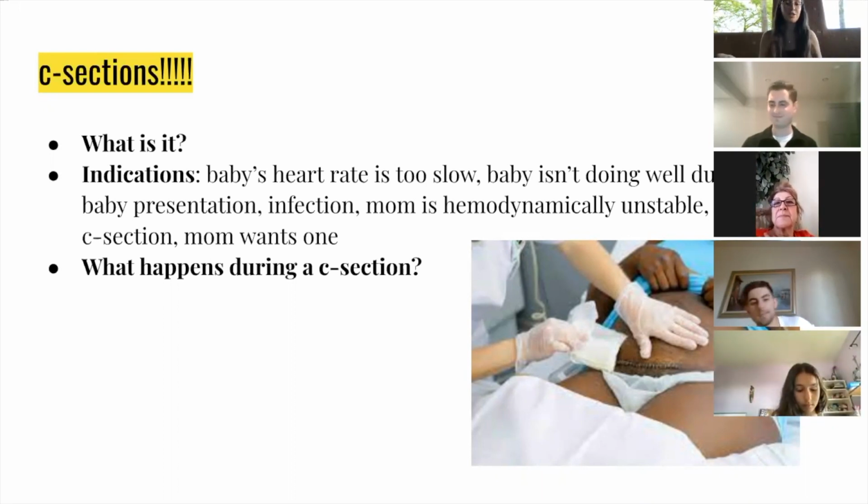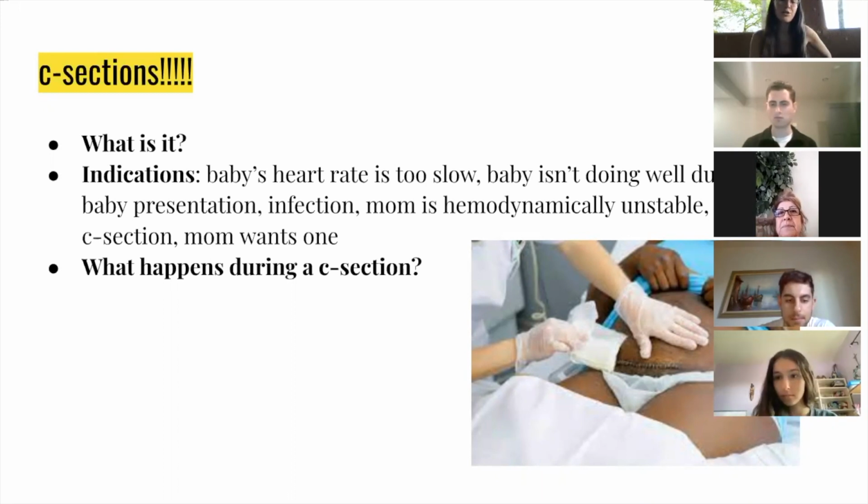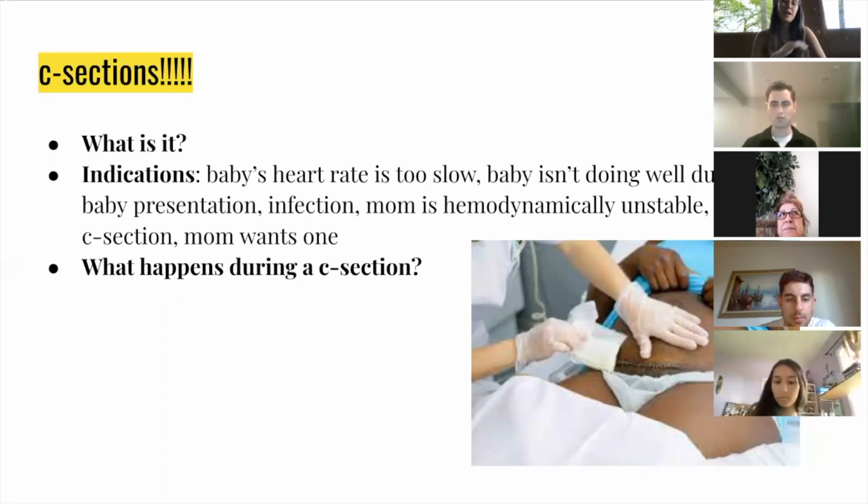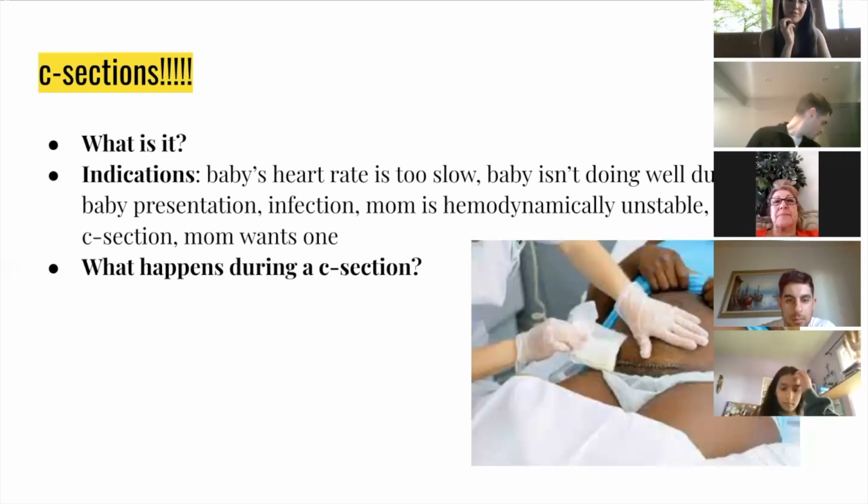So what is a C-section? Essentially, this is another form of delivering the baby that's not vaginal. So this is a C-section scar, and you can see some staples there, and you just make a cut right below mom's bikini line, and we essentially dig in and find the uterus and deliver the baby through that incision.